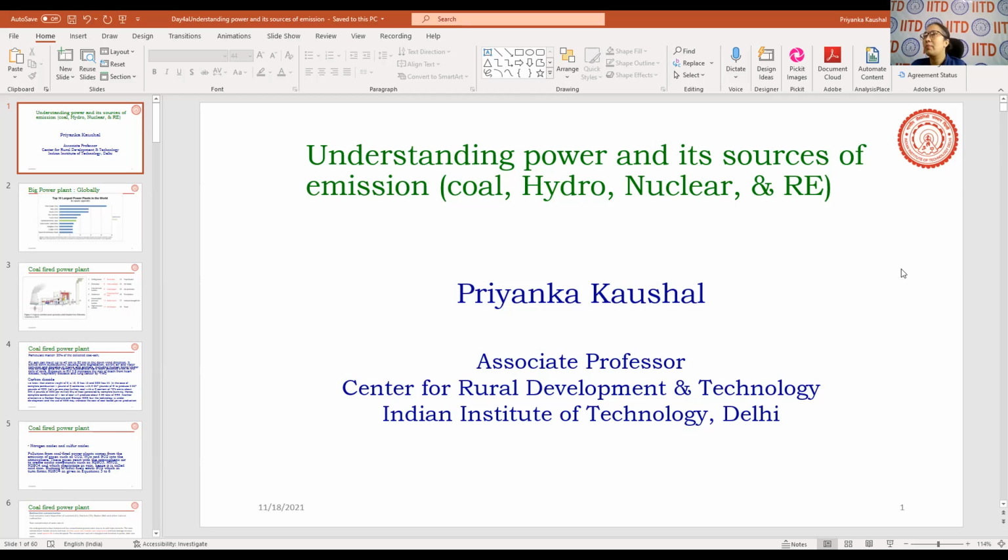Because the whole course is designed in the context of climate change and the role of energy there, and we are also looking at the carbon neutrality part of it. So therefore, it is important that we understand the sources of emission, because sources of emissions are very pivotal, especially when we do the GHG emission per unit of power which is produced.